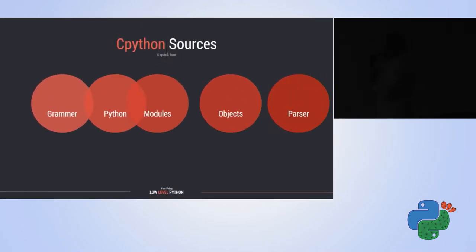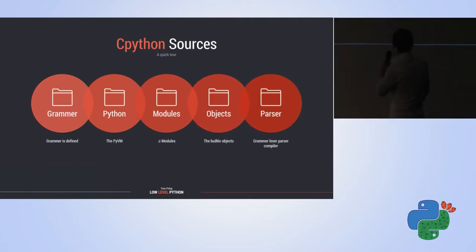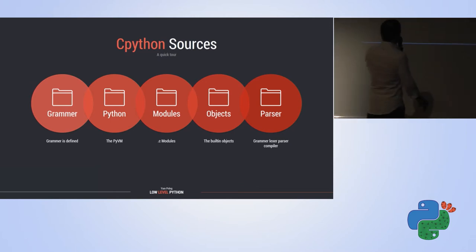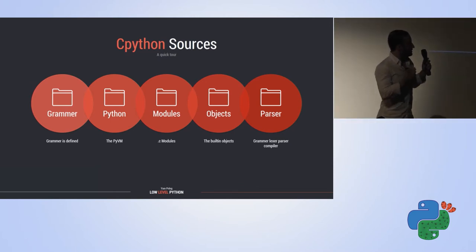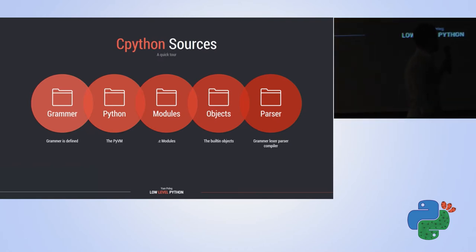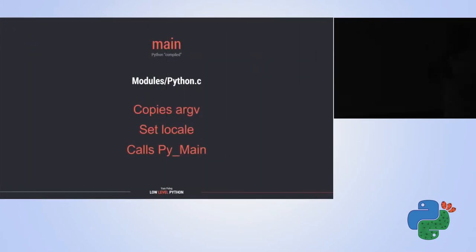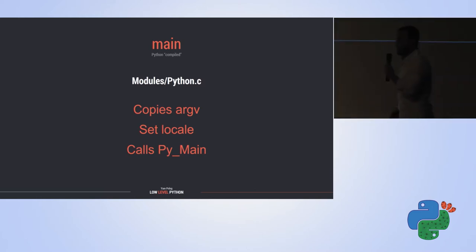All right, so when you download the CPython sources, you get these directories. Grammar is used for the magic before. Python is for the PyVM that we're going to dive into right now. Modules is for your C modules. Objects is for the built-in objects. And Parser is for some more magic. So the first thing that runs when you run something in Python is the main. The main sits in Modules/python.c. It copies the argv, sets locale, and calls Py_Main.